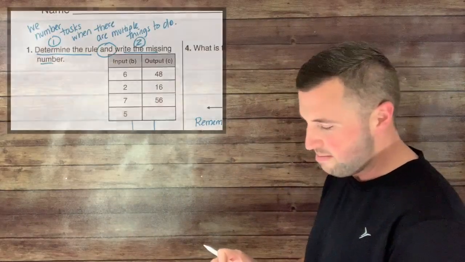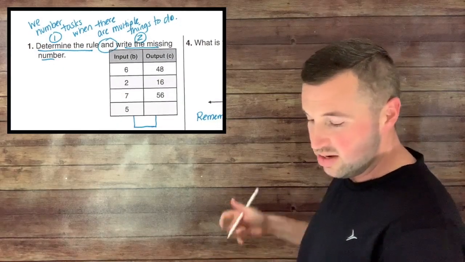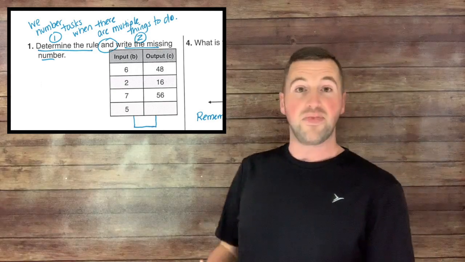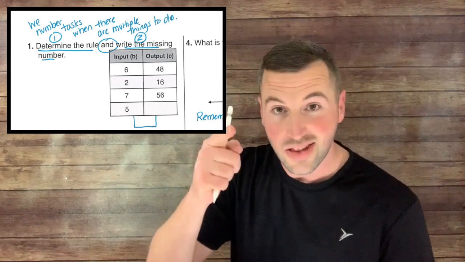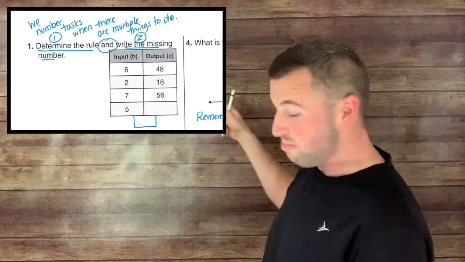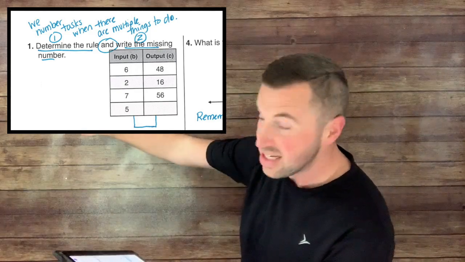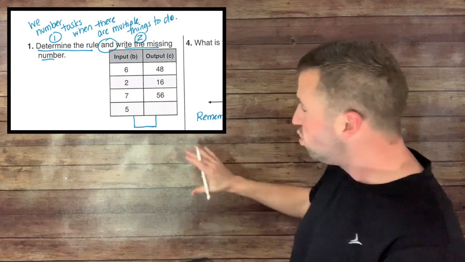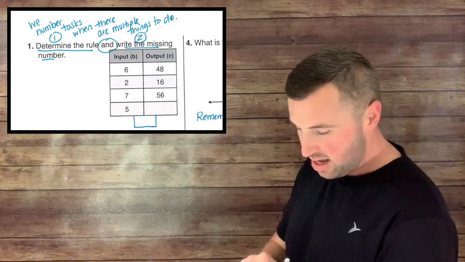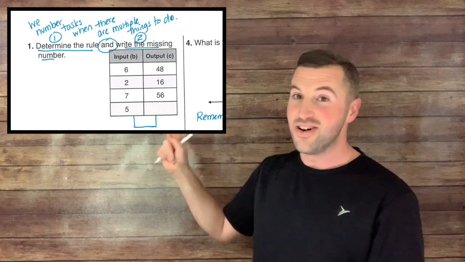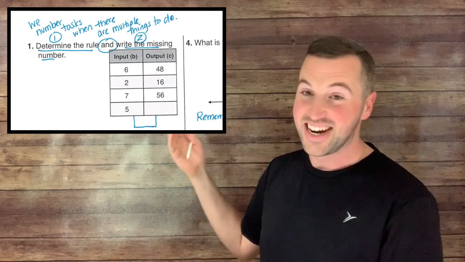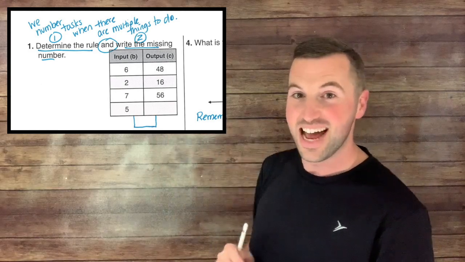Here we go. Number 1, determine the rule and write the missing numbers. Now, the rule. We have an input-output table. So in goes a 6, out comes a 48. We have our rule box here. Start thinking, are the numbers going up or down? Good. Sorry, they're going up. They're not going down for real.